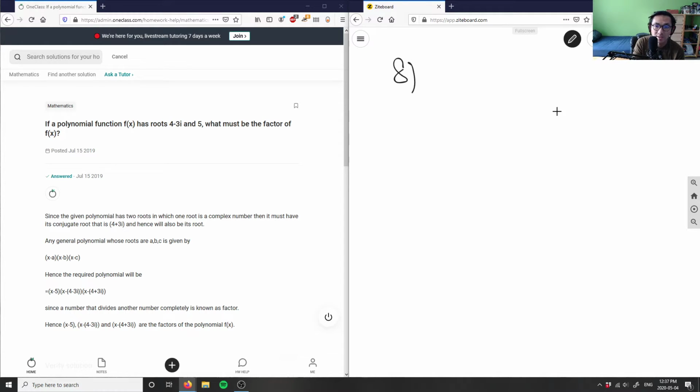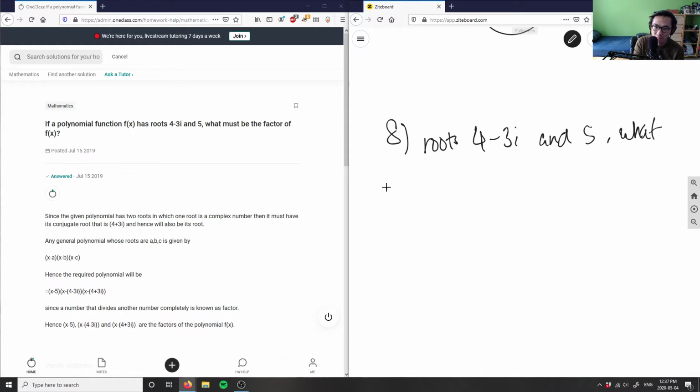So if a function has the roots, let me list the roots here. Roots are 4 minus 3i and 5. So it's asking what must be a factor of f of x here.